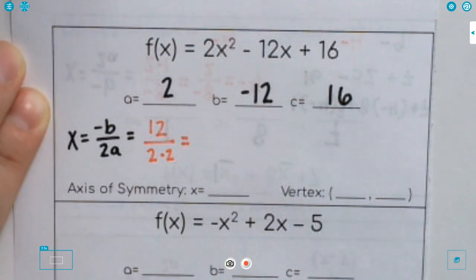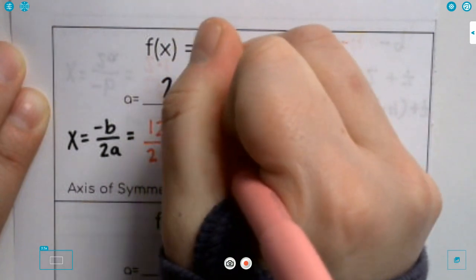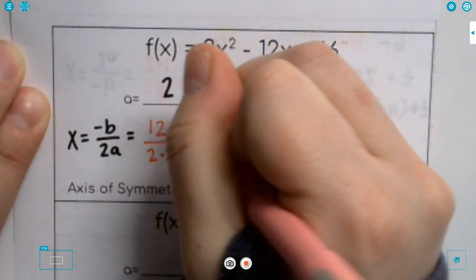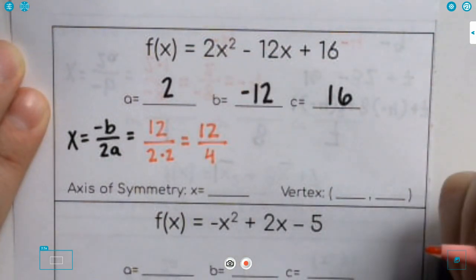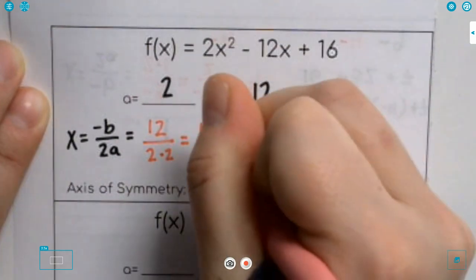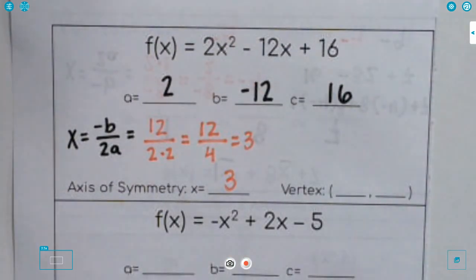So on top, I've got 12. On bottom, I've got 2 times 2, which is 4. And 12 divided by 4 is 3. That is my x value.